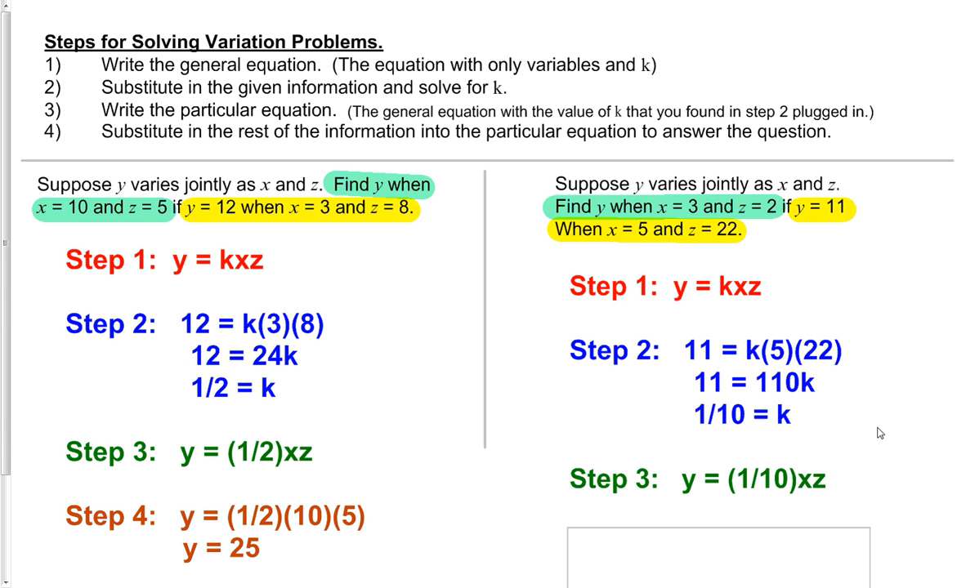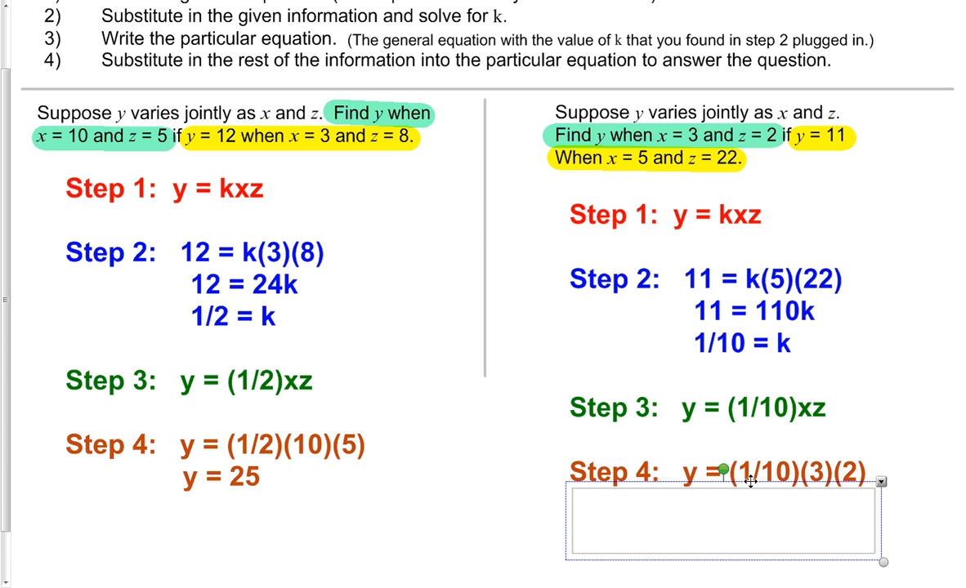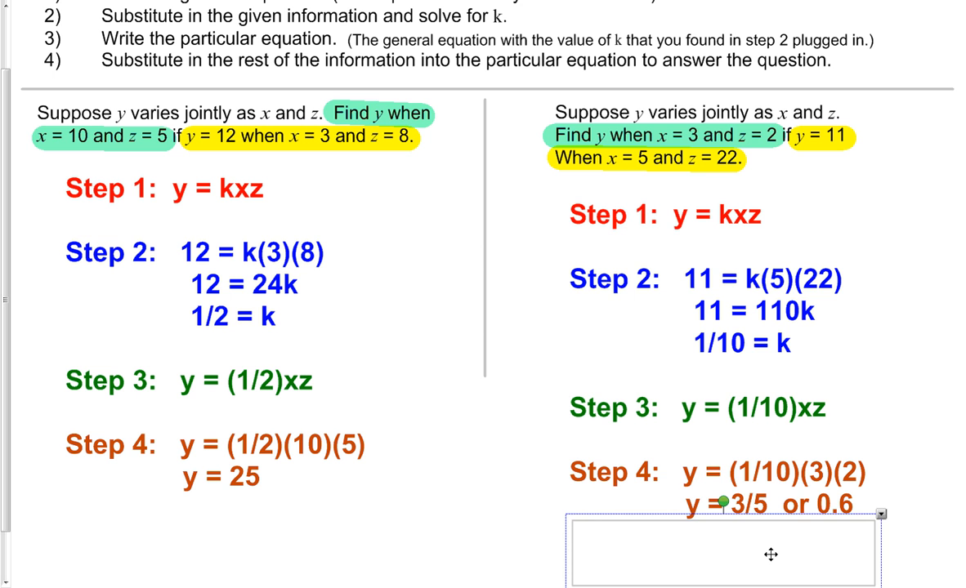Last thing, we're going to find y given certain conditions, so we're solving for y, and we're given z equals 2, x equals 3. Plug that in on the other side here, and if we multiply across, we're going to end up with 6/10, which is equal to 3/5. So y equals 3/5 is going to be the answer to this problem.